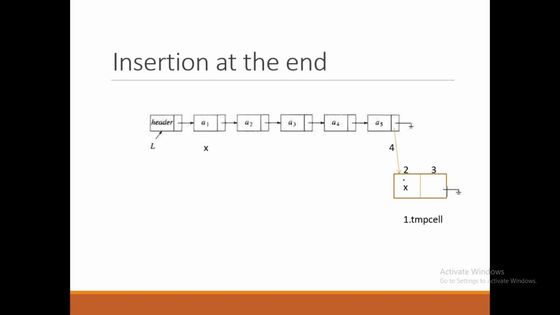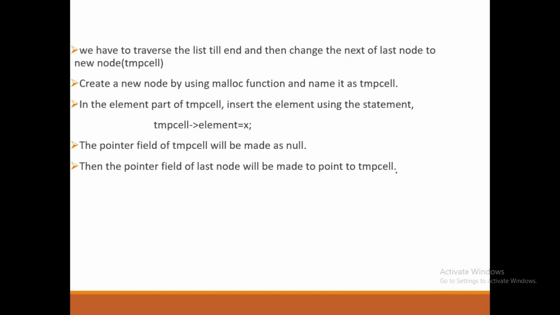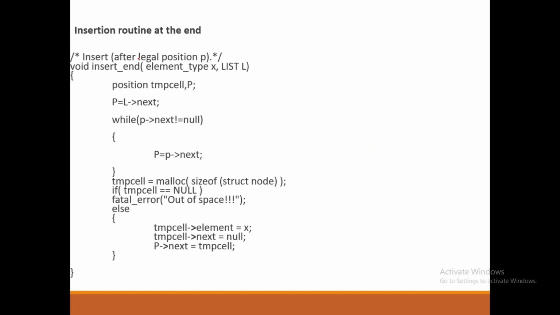And in a sense, it is very easy. First we have to create a temp cell, then in the element part we have to insert the element, then its next part will be made as null. Okay, so the previous node's next pointer will be made to point to the temp cell. That's all. So this is the routine for inserting at the end of the list.